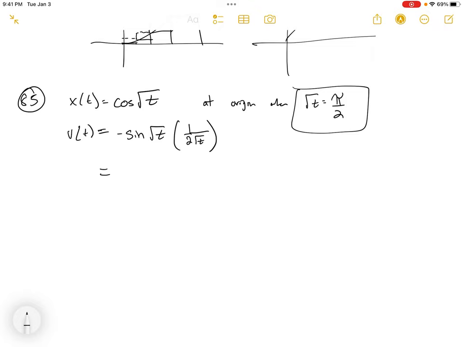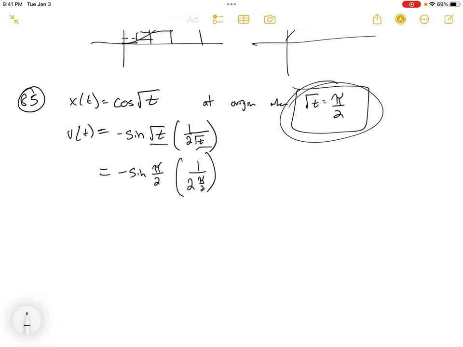We don't actually have to solve this. I don't want to know what t is, I want to know what root t is. All I see is root t's in here. So negative sine root t is just negative sine pi over 2, and then 1 over 2 times pi over 2 down here. I'm just subbing in for root t, which we said was pi over 2. So this is an instance where we can be safe and not actually evaluate this thing up here.